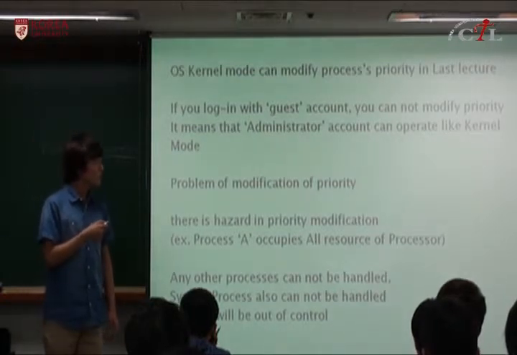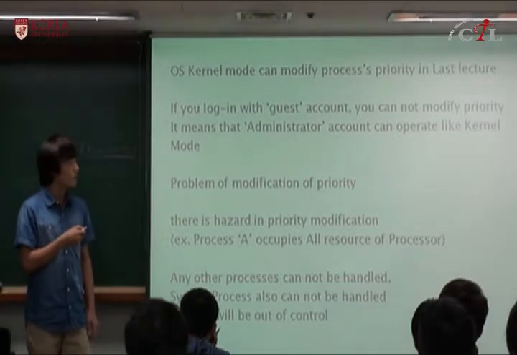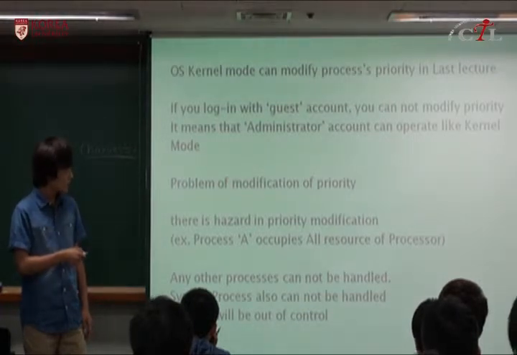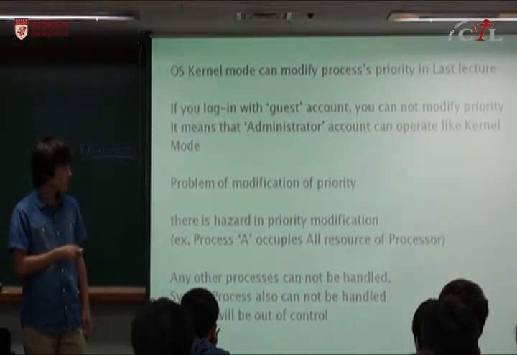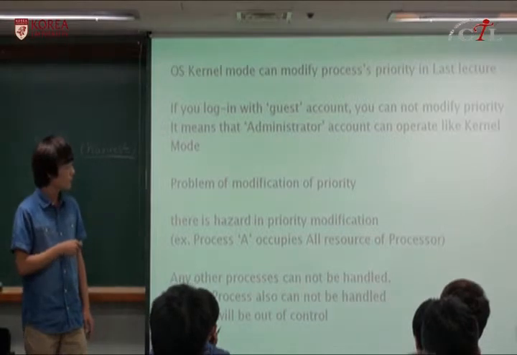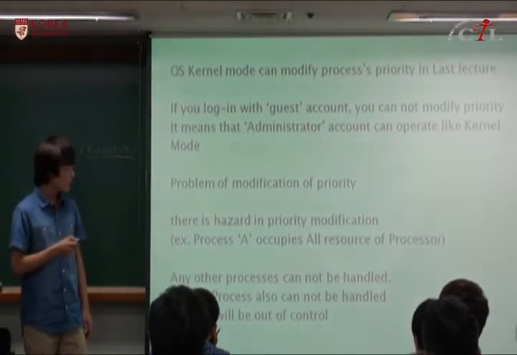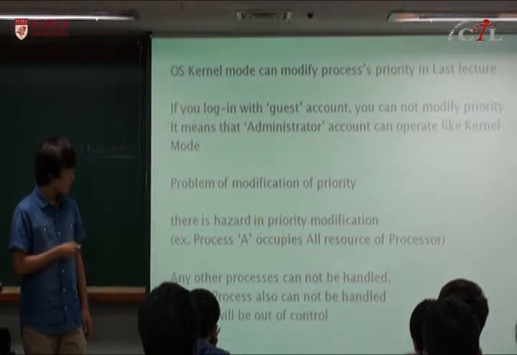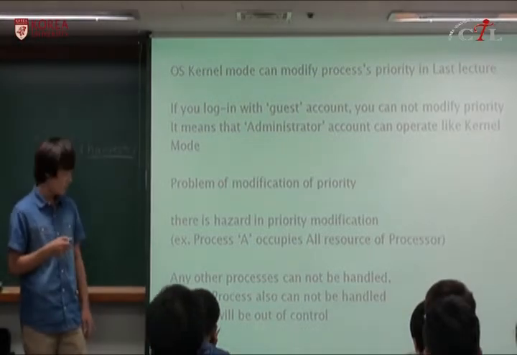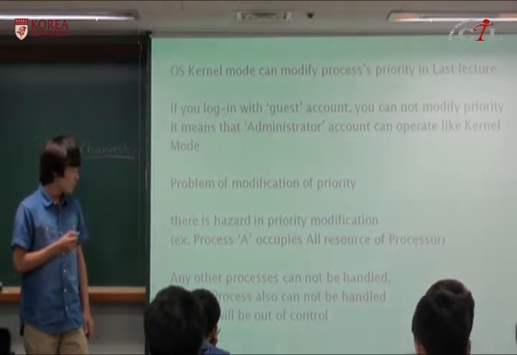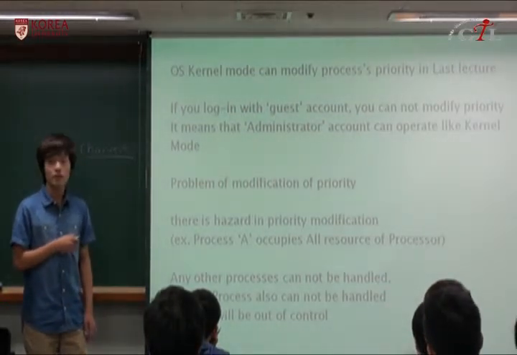There is an advantage of modification of priority, but there is also a problem. There is a hazard in priority modification. For example, process A occupies all resources of the processor. If you modify the priority in real time, in that case your processor can execute only your process A. So no other process can be handled, and that means system processes also cannot be handled. In that case, your PC will be out of control. So be careful of process modification.